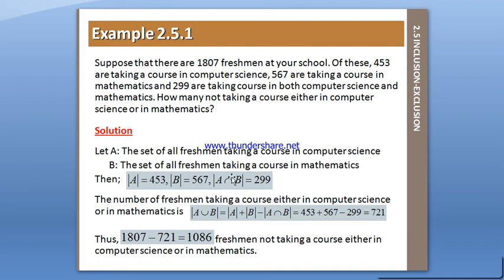Therefore, when we subtract from the total freshmen 1807 the 721 students taking a course in either computer science or mathematics, we get 1086 freshmen not taking a course in either computer science or mathematics.